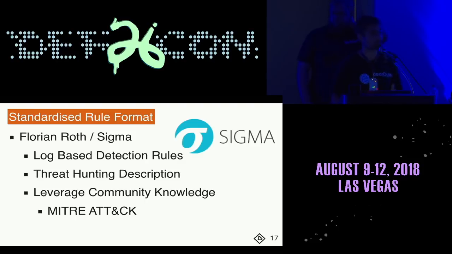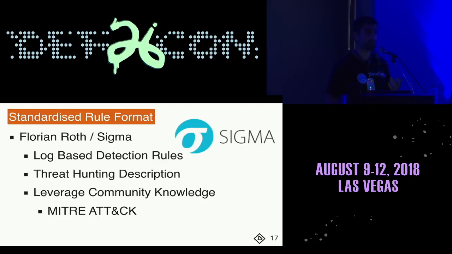Sigma is a really cool project made by Florian Roth. Thank you, man. Basically, you write files in YAML, and it's really easy. It's human readable. It has a simple schema that you need to follow, and it allows us to transform from that schema into different systems, such as ArcSight, and I will show you a picture later.